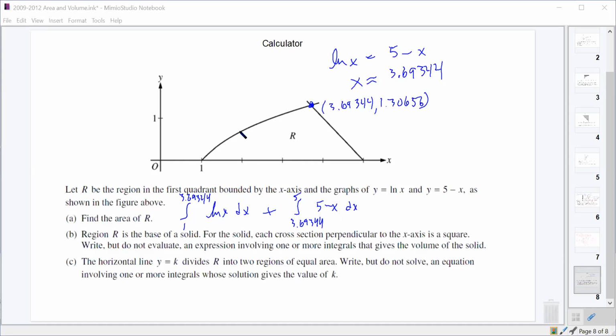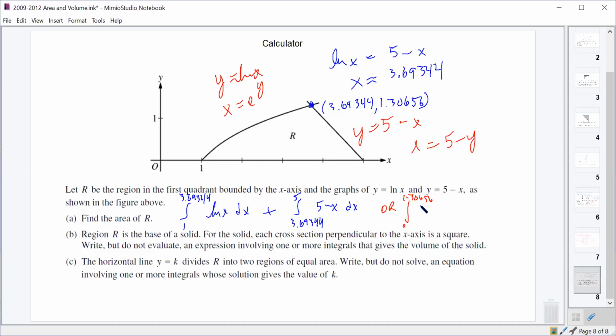And then the other option would have been to rewrite this. This is y equals ln x. You could write that as x equals e to the y. And if this was y equals 5 minus x, we could rewrite that as x equals 5 minus y. So you could have written the integral from 0 to 1.30656 of 5 minus y minus e to the y dy. And either of those would have been good. And the answer that you should have got was 2.986. So the answer itself was 1 point. Having the right limits was a point, and then having the right things inside the integral was a point. So 3 points for that one.